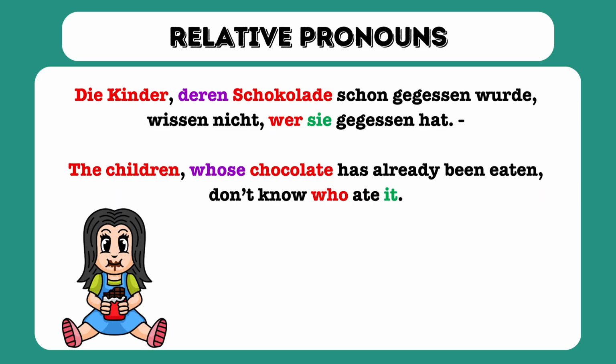In the last one, we have a plural noun, die Kinder, which we are going to use with the possessive deren. Die Kinder, deren Schokolade schon gegessen wurde, wissen nicht, wer sie gegessen hat. The children, whose chocolate has already been eaten, do not know who ate it.